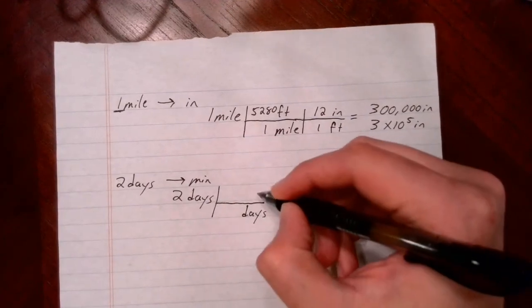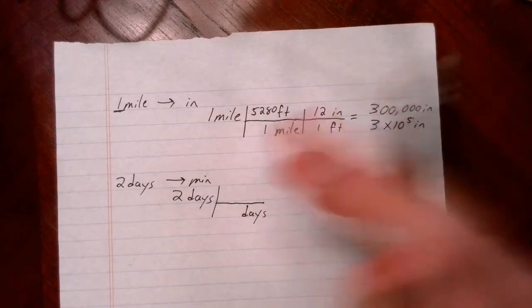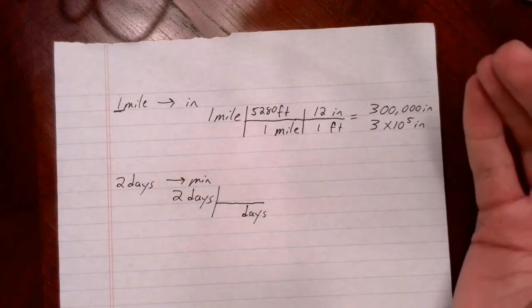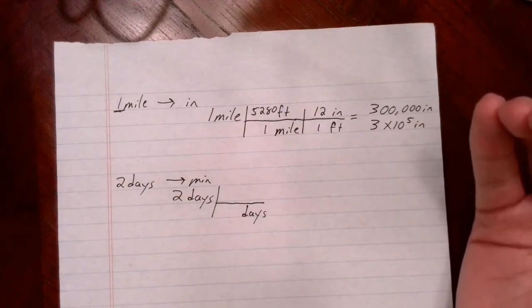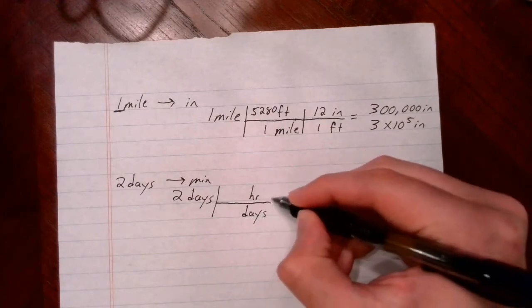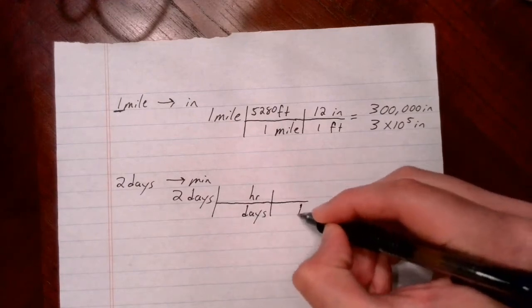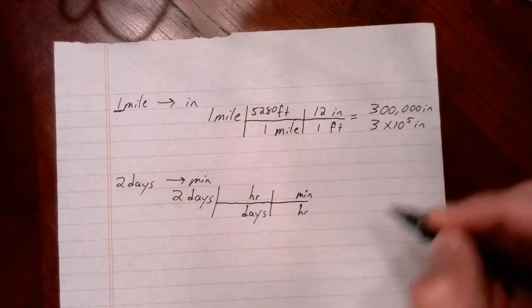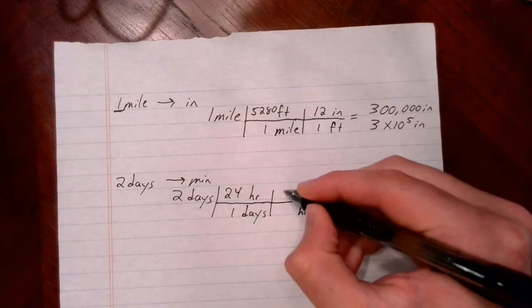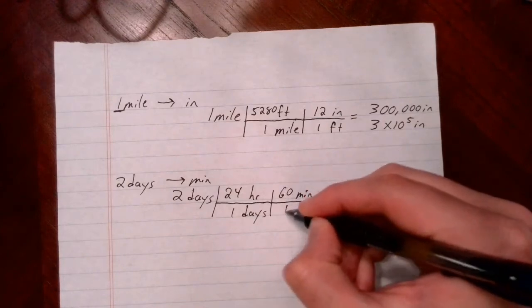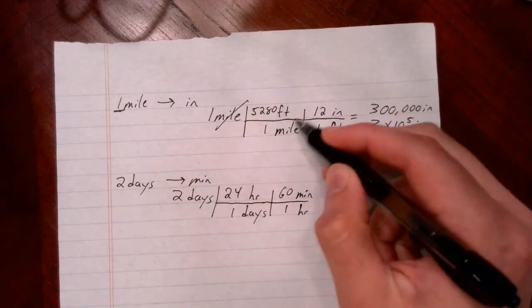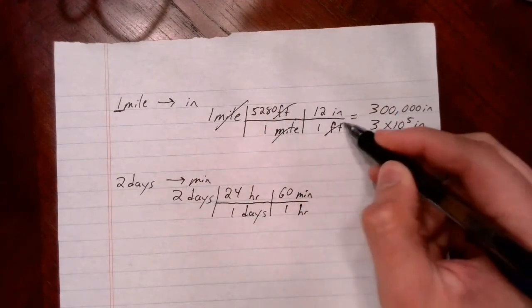I can't go straight from days to minutes because I don't know that conversion factor. To go straight from one thing to another, I have to know a conversion factor. But I can convert from days to hours. I do know that. Then I can convert from hours to minutes. Okay, so there are 24 hours in 1 day. There are 60 minutes in 1 hour. I just realized I forgot up here. You should always go back and cancel your units. Miles cancels miles, feet cancels feet, you're left with inches.